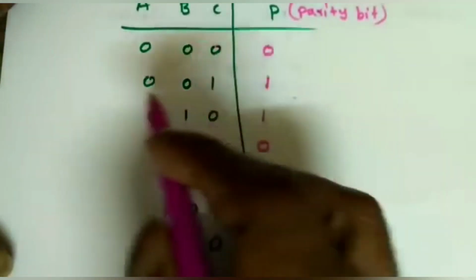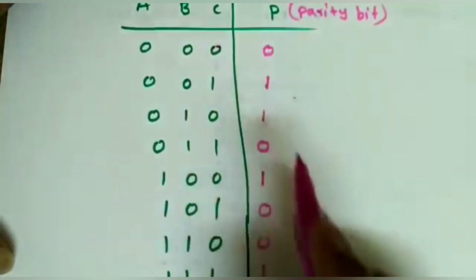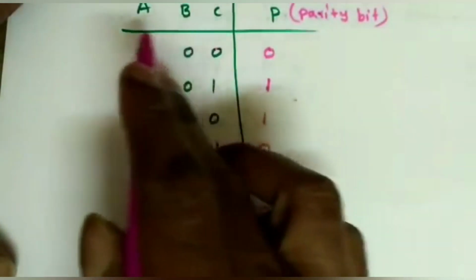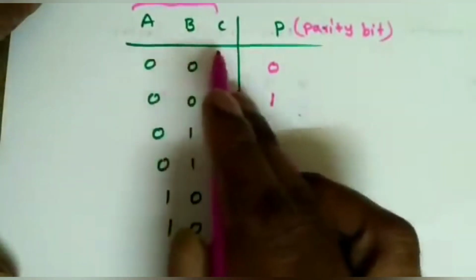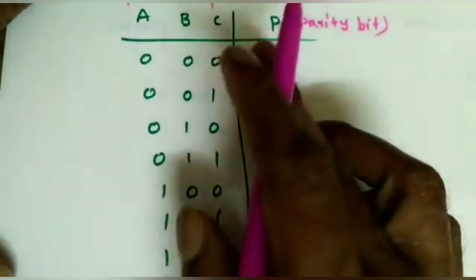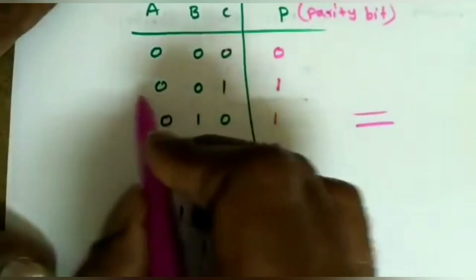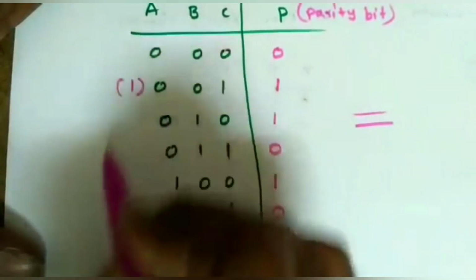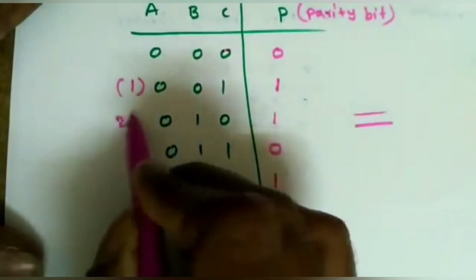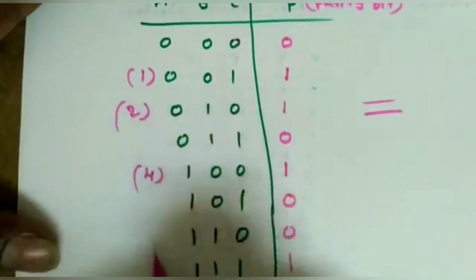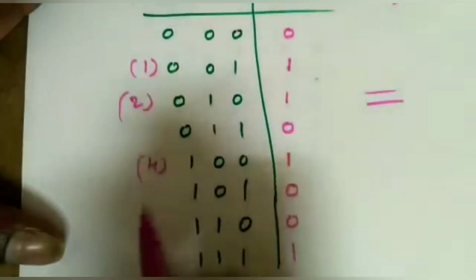Now this is the generator. What should this P be? If you remember the odd function of exclusive OR, the 3 variable exclusive OR function is called the odd function. So how do we generate P? This is the 3 input exclusive OR function. You can verify. This minterm is 1, this is 2, this is 4, and this is 7. We have already seen 1, 2, 4, 7.